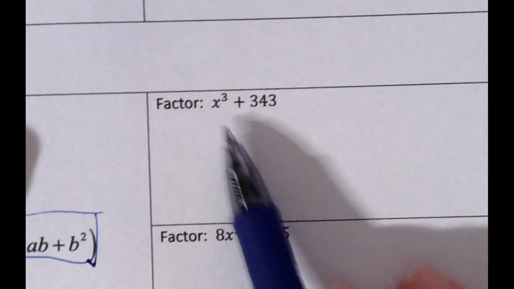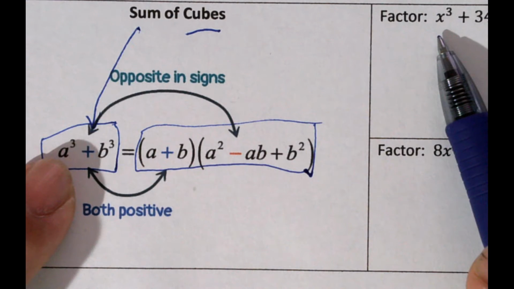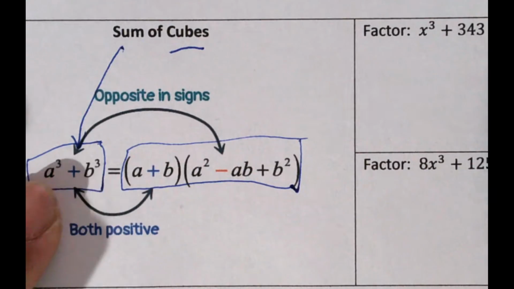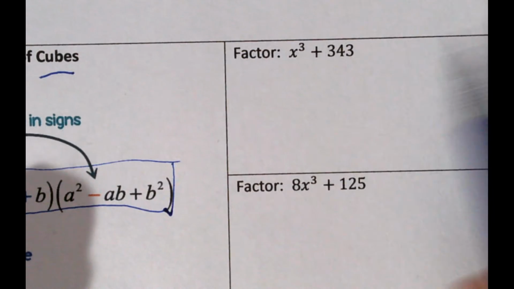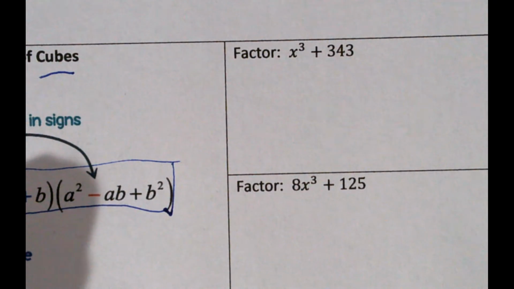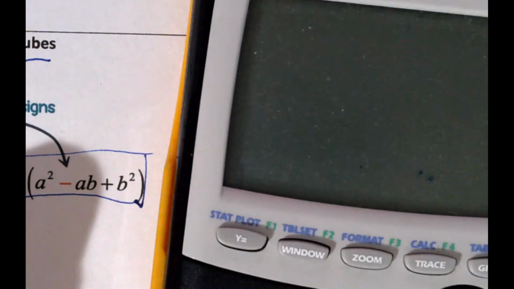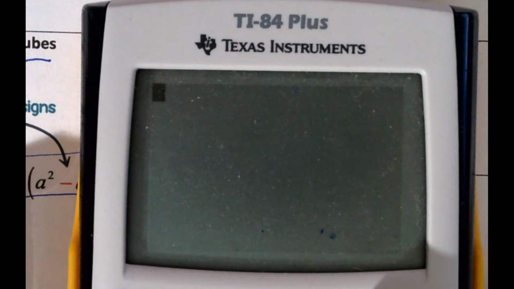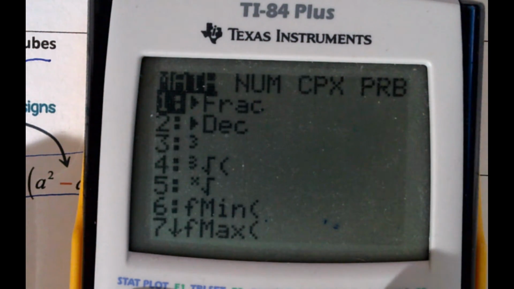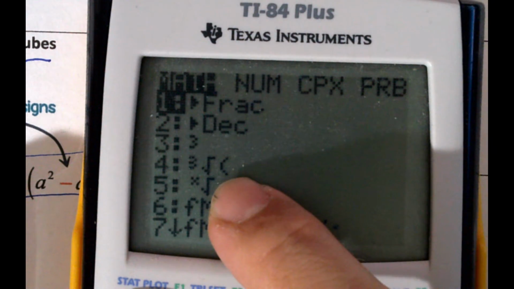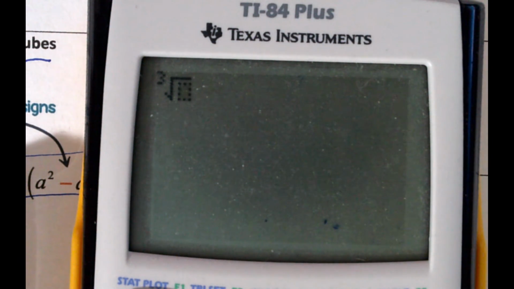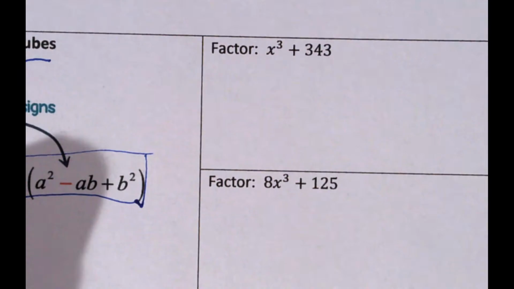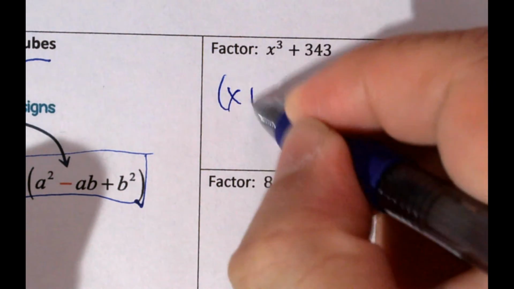So up here, in this first example, x cubed is the a cubed, right? And 343 is the b cubed. If you don't know your cubes, I don't blame you, 343 is a pretty big number to memorize. So what I'm going to do is find the cube root. I'm taking the cube root on the TI-84. There's a fancy cube root button. You press math, it's option number 4, and that appears. That's cube root. So the cube root of 343 is 7, and this becomes x plus 7.